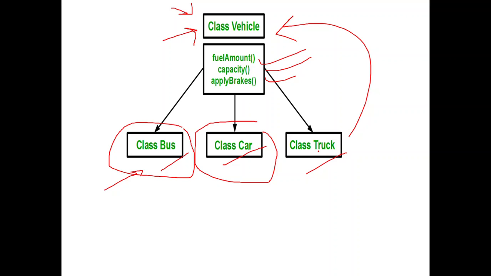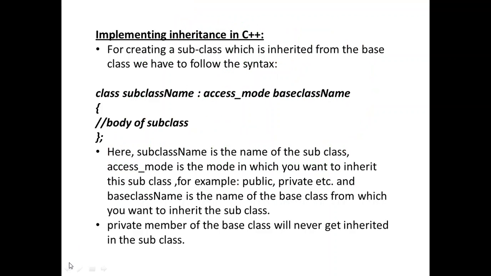Okay, so the derived class will inherit the member functions, so here these are the functions, right? The member functions of the base class, as well as the data members of the base class. So how will we implement inheritance?